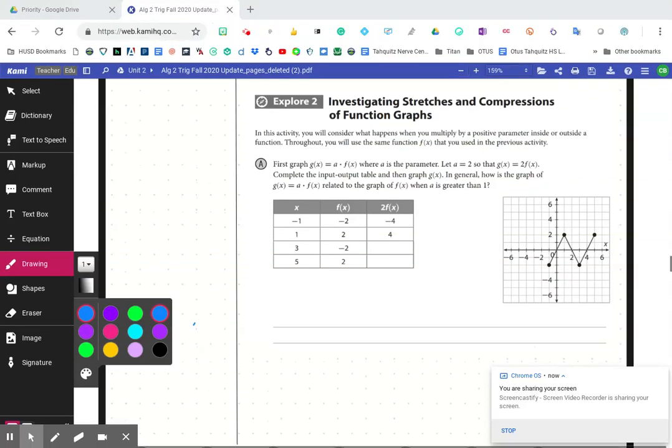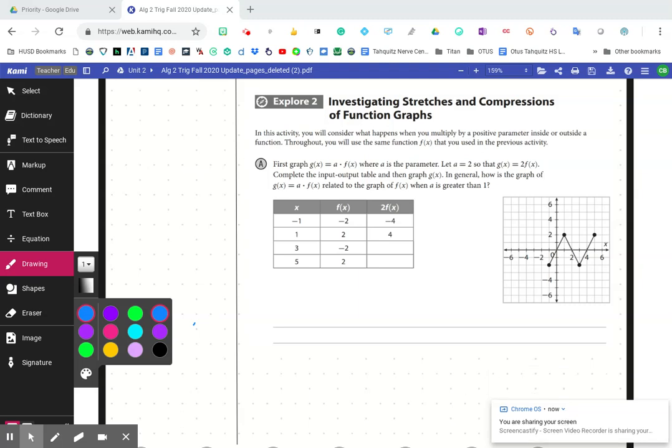So we're continuing topic 2.3. We're looking at Explore 2. We're probably going to look at Explore 2 A and B in this video. So in this activity, you will consider what happens when you multiply by a positive parameter inside or outside the function. Throughout, you will use the same function f of x that you used in the previous activity. Notice this looks exactly the same as what we saw in the last Explore.